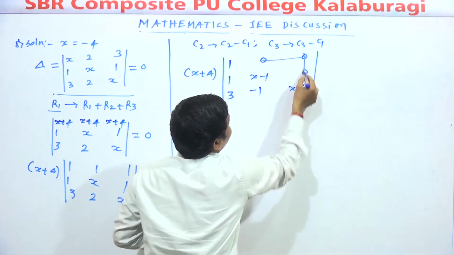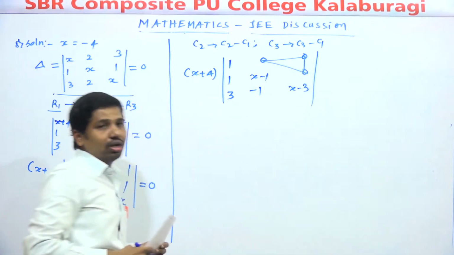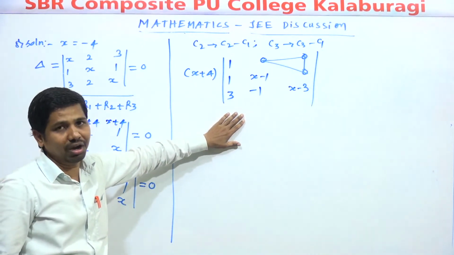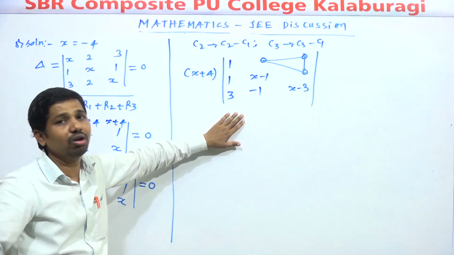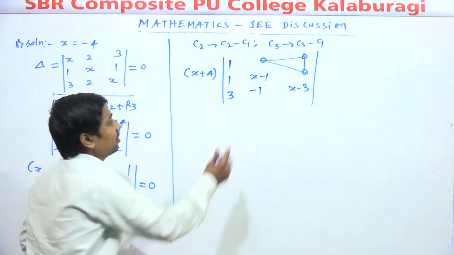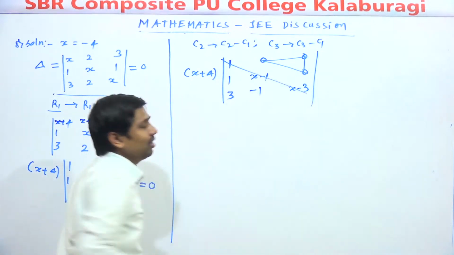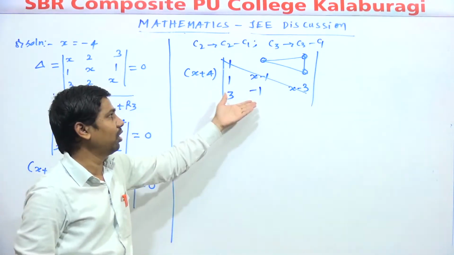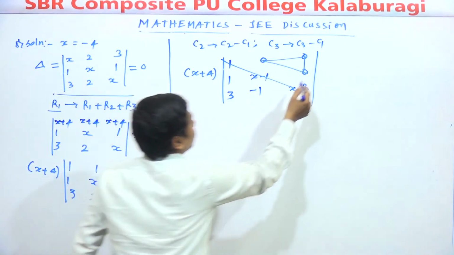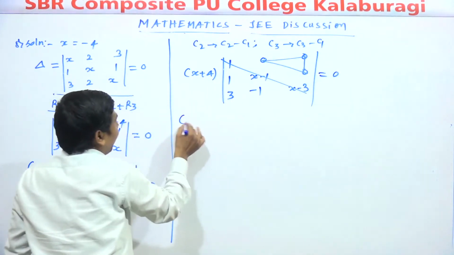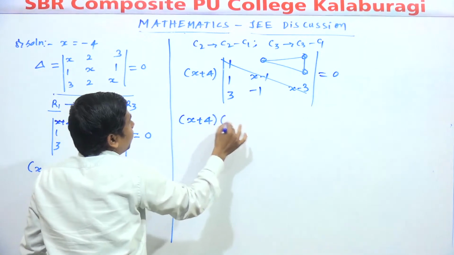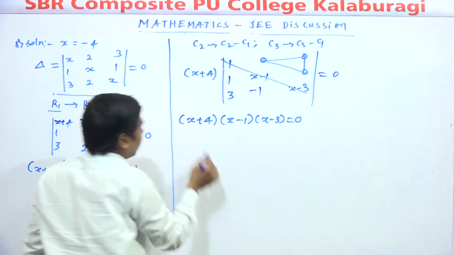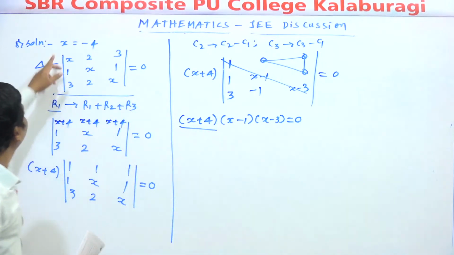Elements above the principal diagonal are 0, right? If the elements above the principal diagonal are 0, what type of matrix is it? Lower triangular matrix. If it is an upper triangular matrix or lower triangular matrix, what is the determinant value equal to? Product of the diagonals. 1 into x minus 1 into x minus 3 is the determinant value for this one, which is equal to 0. So x plus 4 into x minus 1 into x minus 3 equal to 0. Already as given, minus 4 is one of the roots, right?